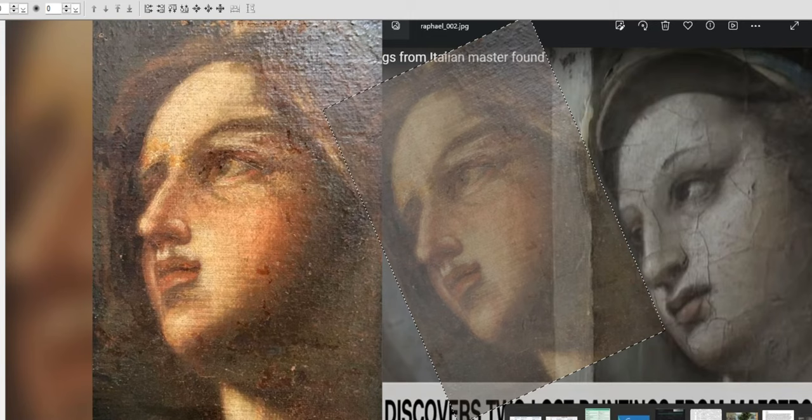if you know something about this, please let me know. And maybe we have another Raphael. And it's waiting for its restoration because it really needs it.